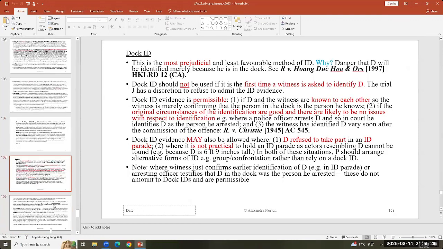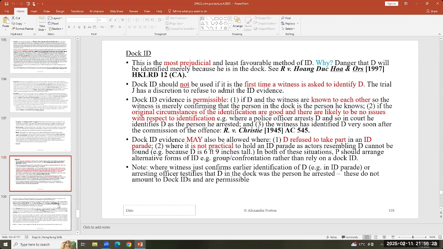And remember the most prejudicial form of identification, the dock ID, right? Dock ID, though, again, students tend to think, oh my goodness, there was a dock ID, must be inadmissible, right? Sometimes it's permitted, but it should not be permitted if it's the first time the witness is being asked to identify the defendant because of the hugely prejudicial effect. So if identity is in dispute, if no prior form of identification was attempted, no ID parade, no confrontation ID, then a dock ID is hugely prejudicial.